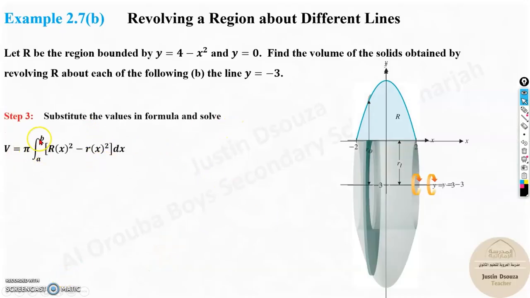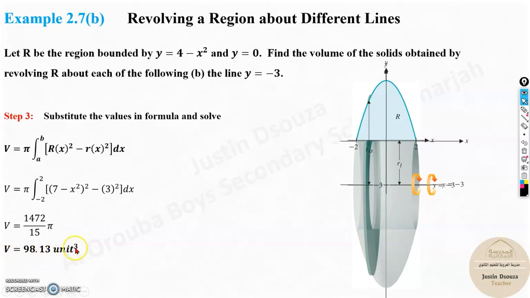Now use the formula and solve. The formula is from A to B, capital R is the outer radius minus the inner radius. The limits we found were minus 2 to 2, 7 minus x squared, the whole square, minus 3 squared. Put this in the calculator, you will find it. You can press S and D and you will get the answer. Unit cube is the unit. It's 98.13 unit cube, because it is volume.